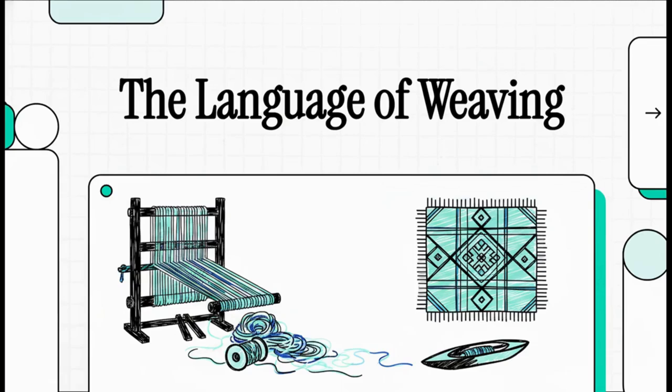Hey, have you ever really looked at the shirt you're wearing? Or the fabric on your sofa? We are literally surrounded by textiles, but we hardly ever stop to think about the incredible ancient technology that turns a bunch of simple loose threads into the strong, beautiful fabrics that pretty much shape our entire world. So today, let's unravel that secret language of weaving together.